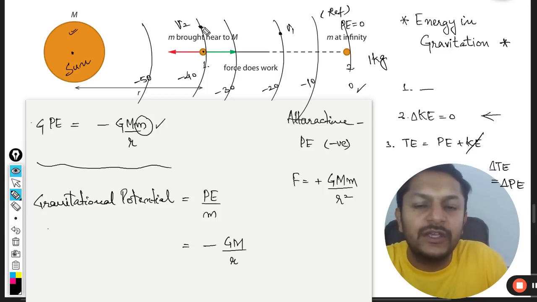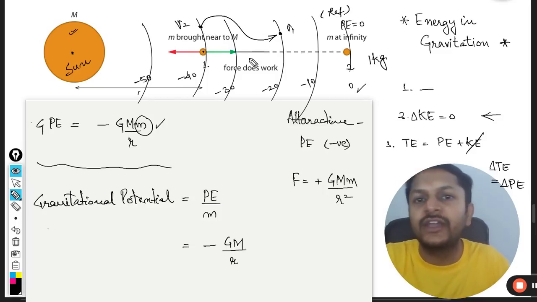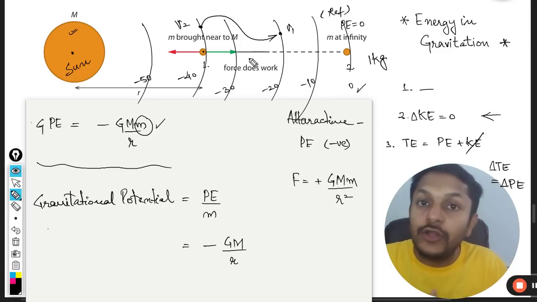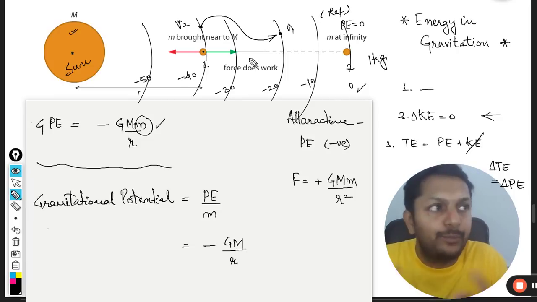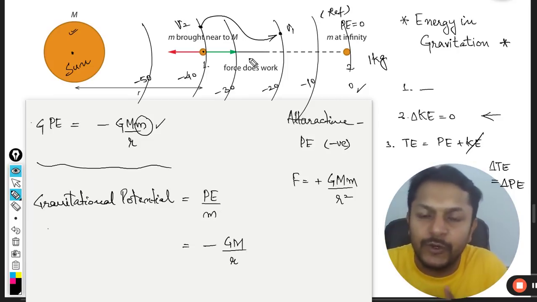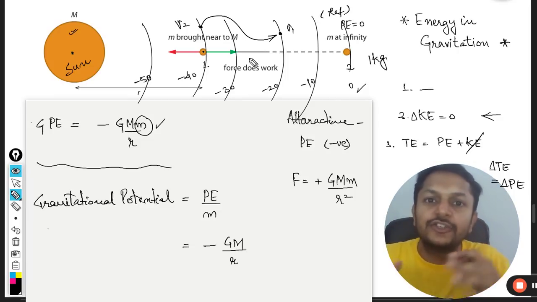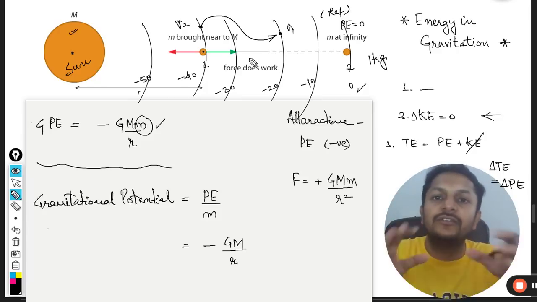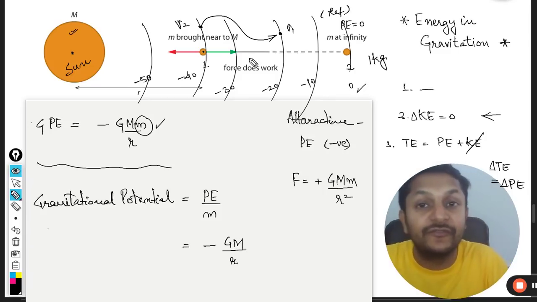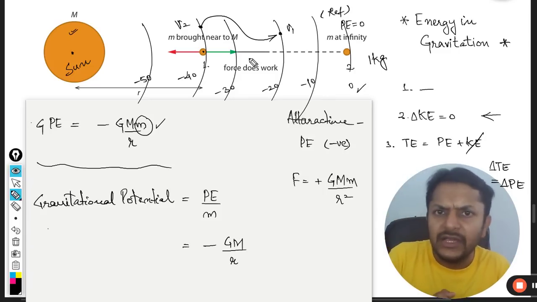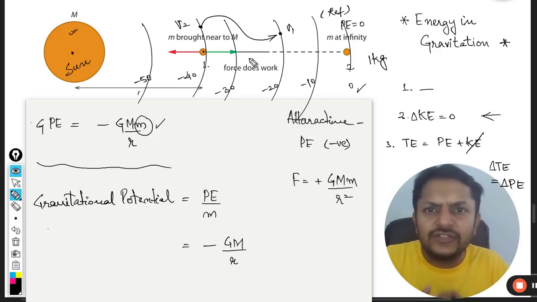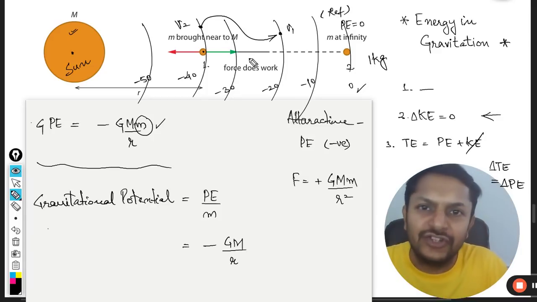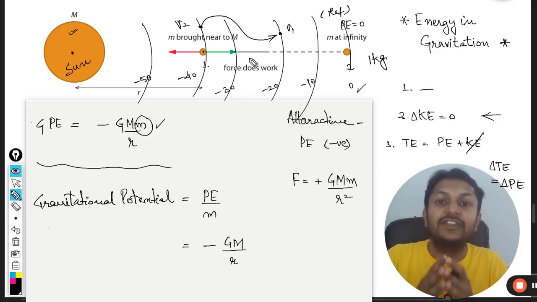So the question will be how much is the work done if you are moving from V1 to V2. If you are not having a 1 kg mass there, if there is a planet which is having mass 2 into 10 to the power 25 kgs, so what is happening to that? So accordingly we can find the work done, we can find the potential energy, and we can find the potentials and all that. So in this video I just want to clarify what is potential energy and what is gravitational potential.